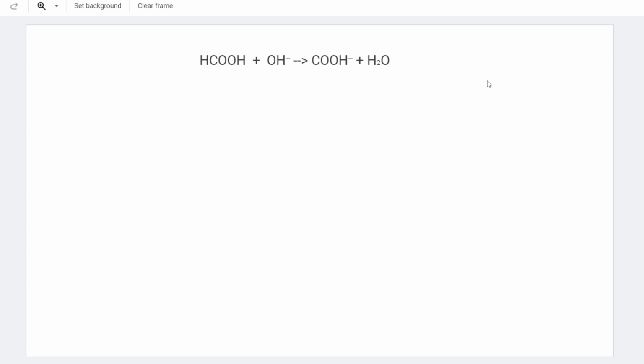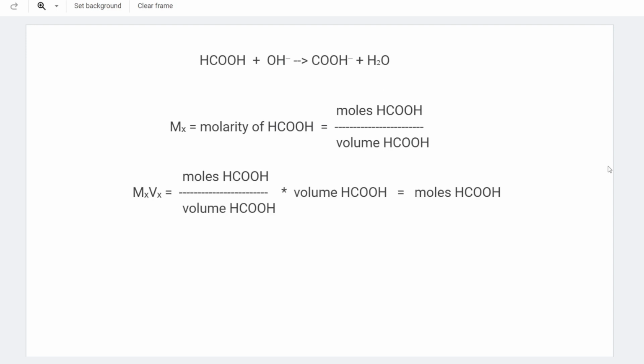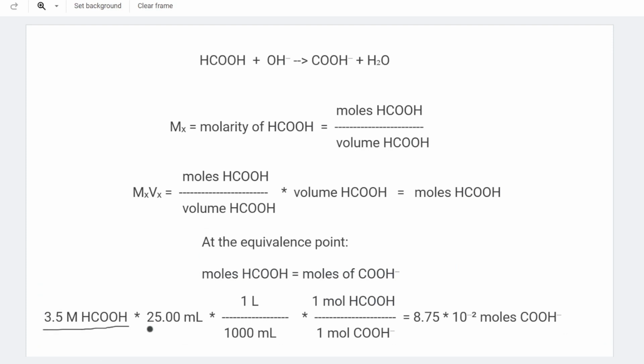Now that we have our equation, we need to solve for the amount of moles of the conjugate base. To start, let's look at MX, or the molarity of formic acid, which is just the moles of formic acid over the volume. If we multiply that number by the volume of formic acid, then we will receive the amount of moles of formic acid. And at the equivalence point, or the stoichiometric point, the moles of formic acid will be equal to the moles of the conjugate base. This means that we can take the molarity of formic acid, multiply it by the volume after converting it into liters, and finally, multiply it by a 1-to-1 ratio since we are at the equivalence point. And that will give us the amount of moles of conjugate base.